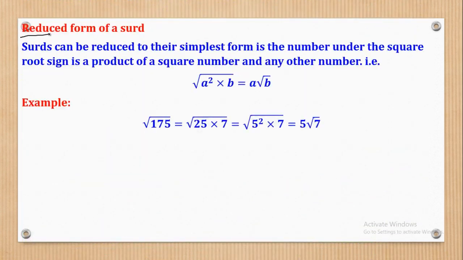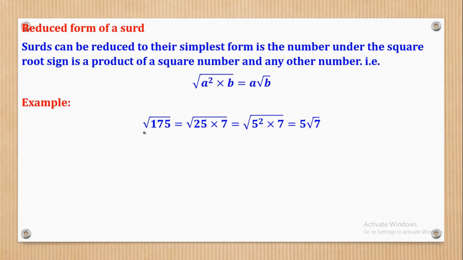Now let's start with the reduced form of a surd. Surds can be reduced to their simplest form if the number under the square root sign is a product of a square number and any other number. For example, if I have the square root of a squared times b, it can be reduced to become a square root of b.